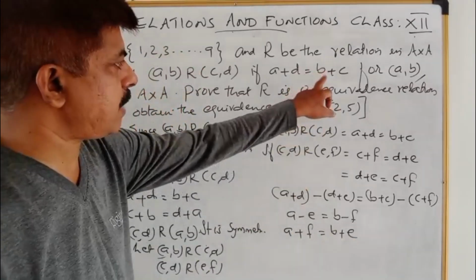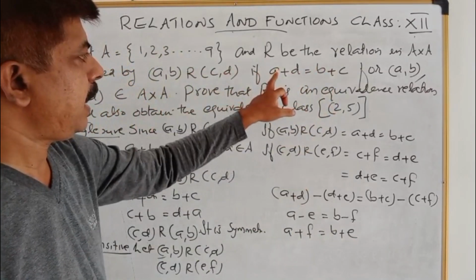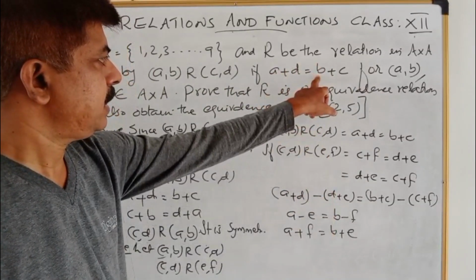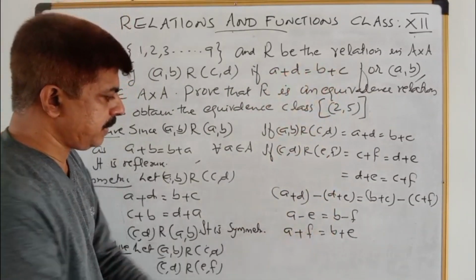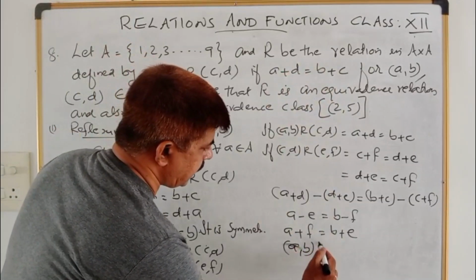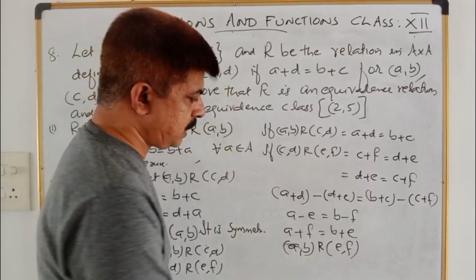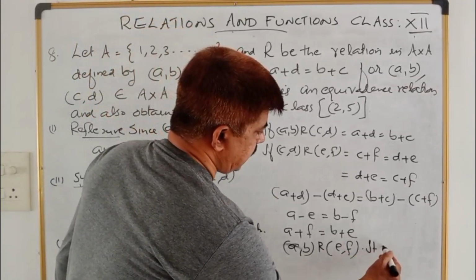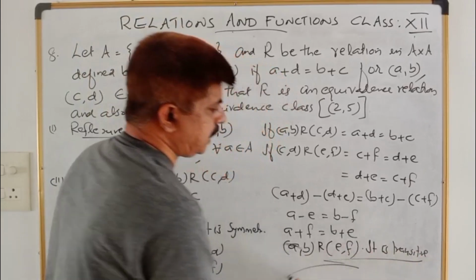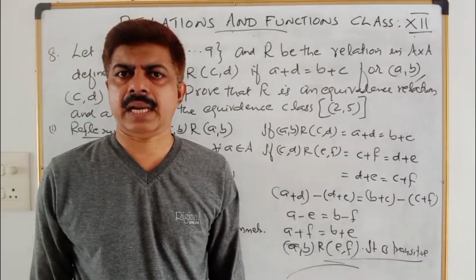So when the equation comes like that, A plus D equal to B plus C, how will the ordered pairs be formed? A and B, C and D. Like that, A and B. Now we got AB related to EF. That is what we have to prove. So we understand it is transitive also. Therefore we can say that the given relation is an equivalence relation.